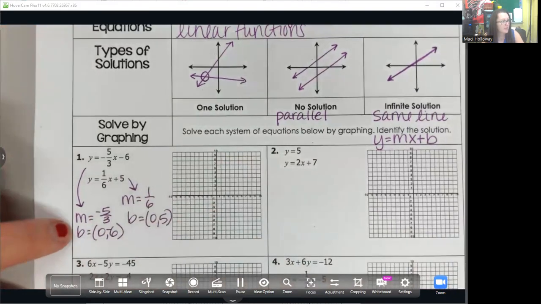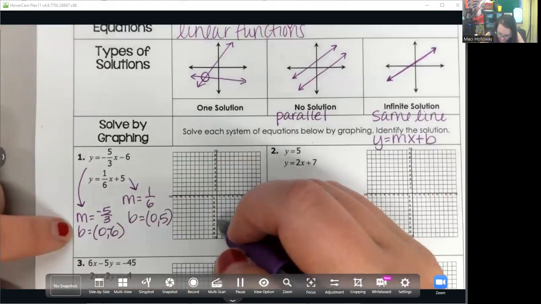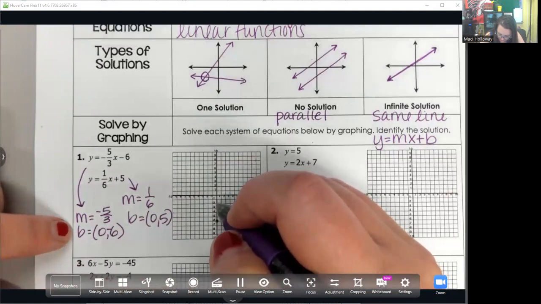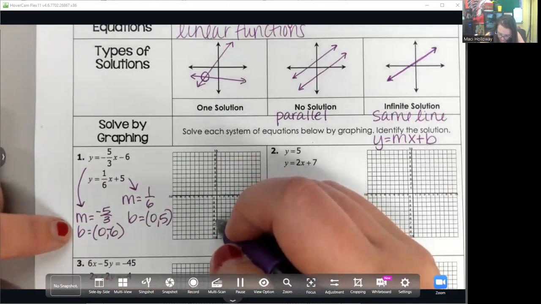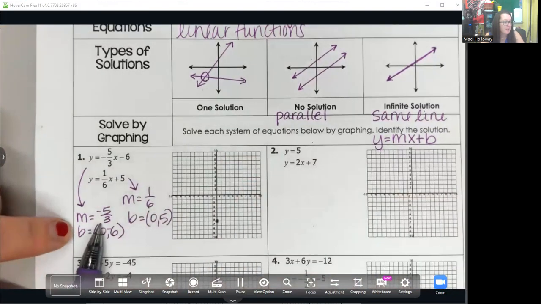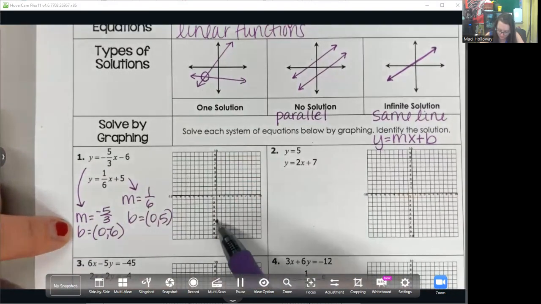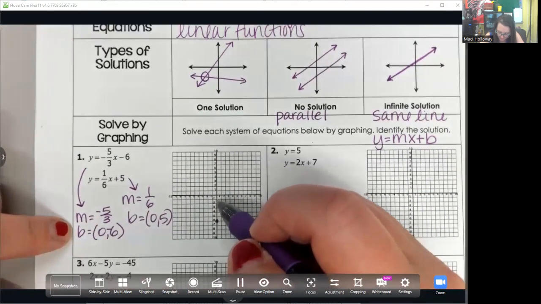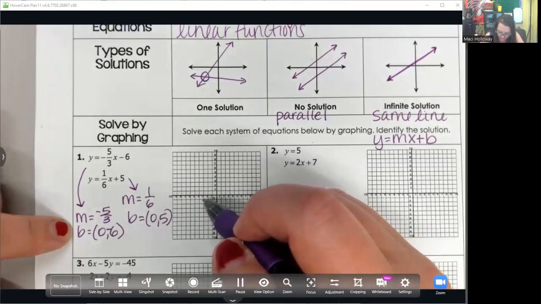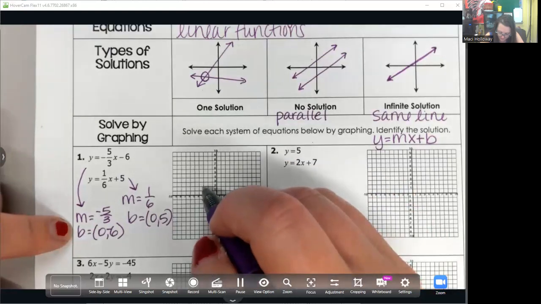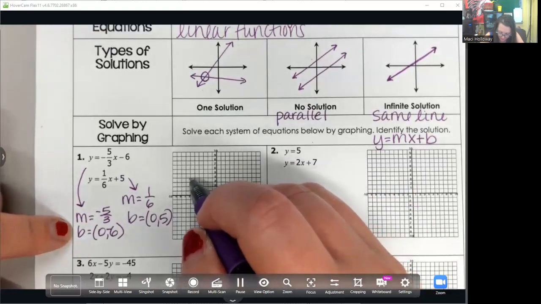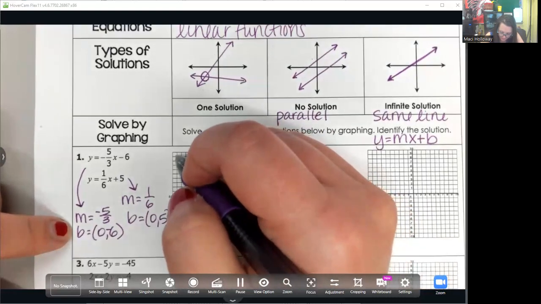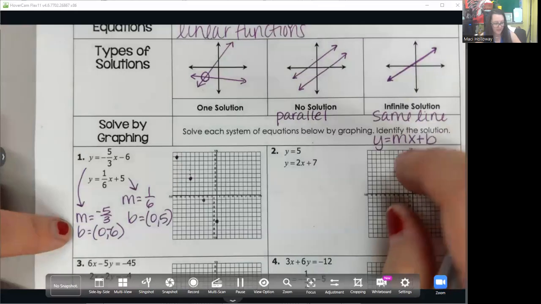So for my first line, I'm going to start at this (0, -6), 2, 3, 4, 5, 6 right here. It's like the numbers are off. And then I'm going to count my slope down 5/3. Well, I'm going to go off my graph. So I'm going to go up 5, 1, 2, 3, 4, 5, and back 3. So I have a negative slope, 1, 2, 3, 4, 5, 1, 2, 3. All right, so this is my line here.